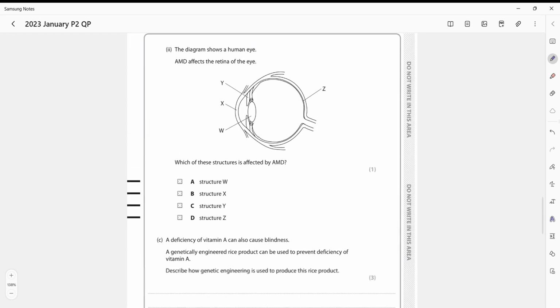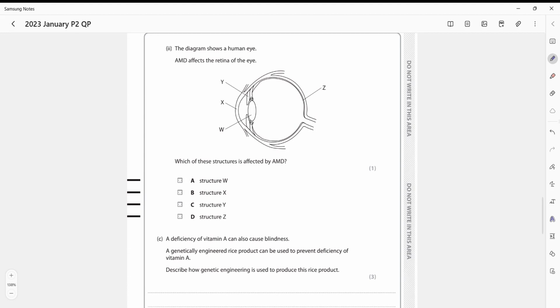Okay, let's look at part 2. The diagram shows a human eye. AMD affects the retina of the eye. All right, so because it affects the retina, Z is the retina, so it'll be this one. But let's go over these structures. So X would actually be the cornea. Y basically controls the size of the pupil, so that would be the iris. And W would be the lens, which helps refract light into the eyes.